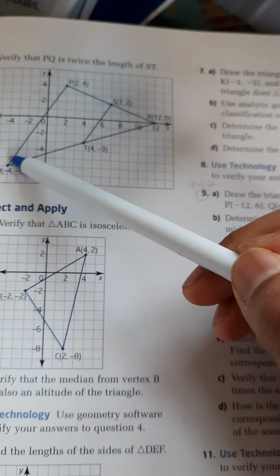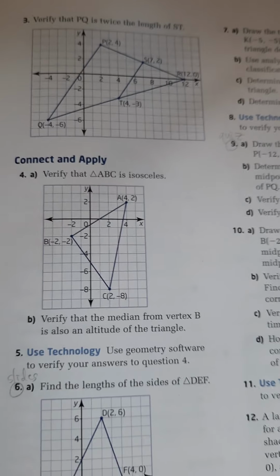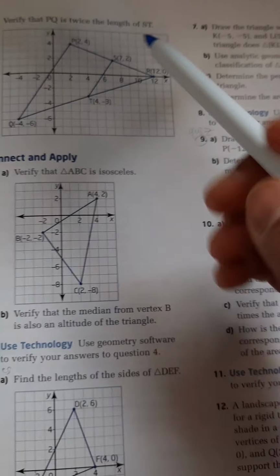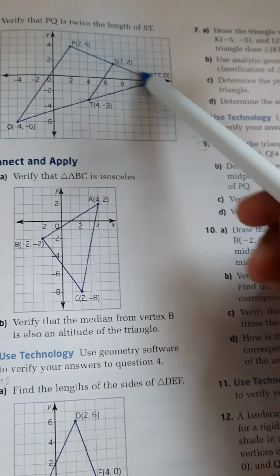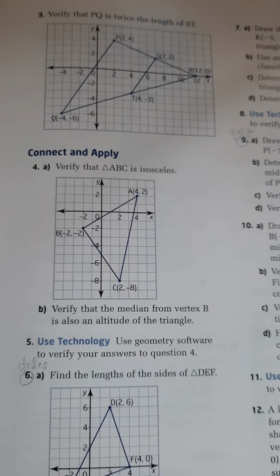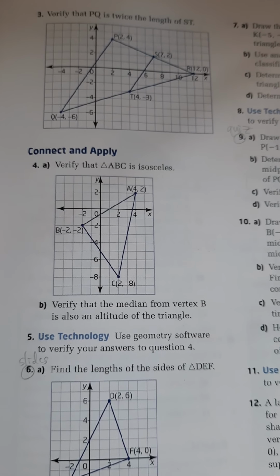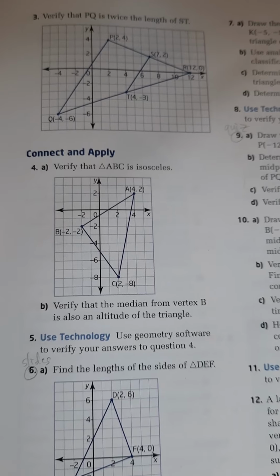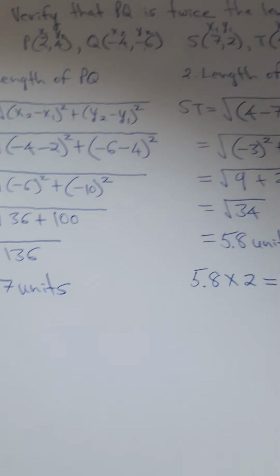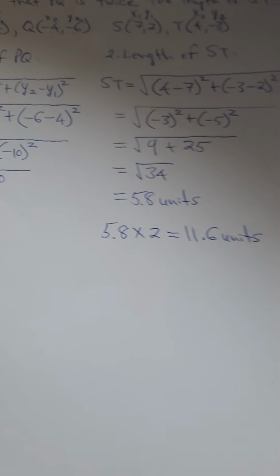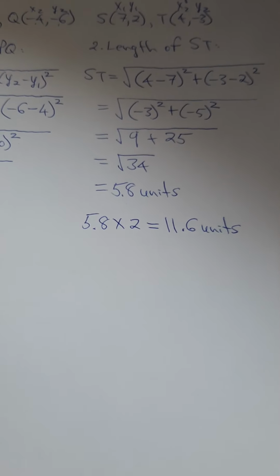Sometimes the diagram isn't given, and you actually have to graph it out and find the midpoints here. You notice that S and T are basically the midpoints of these opposite sides, and then they're just joined together. That's how you verify that PQ is twice the length of ST. Notice that I just put it into the length formula here, and I found the length of both of these lines.